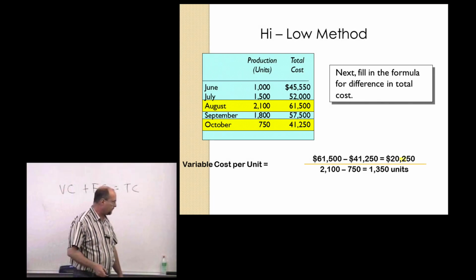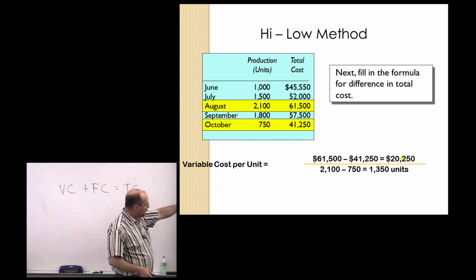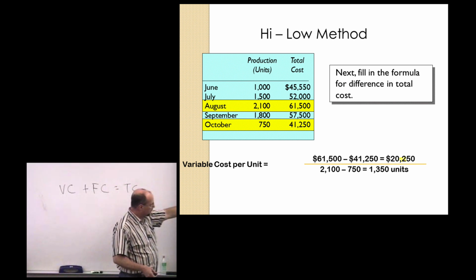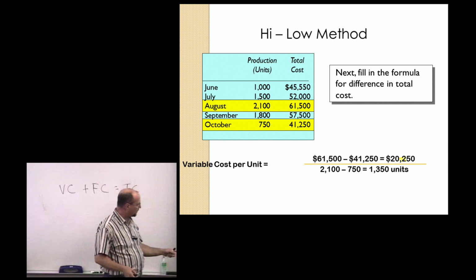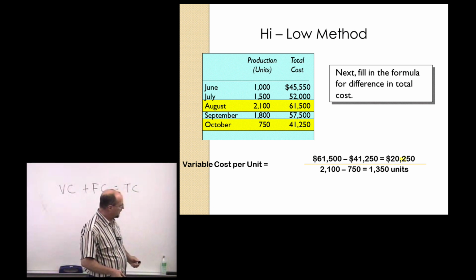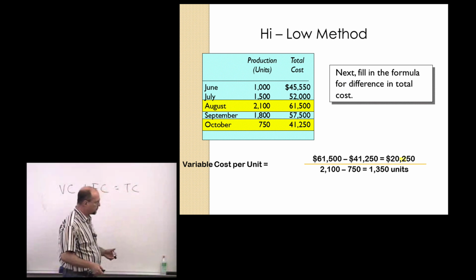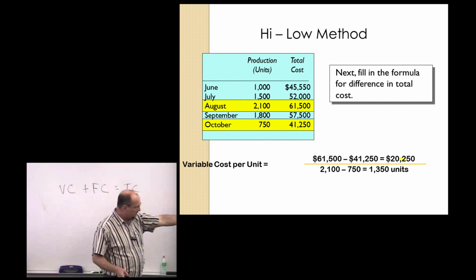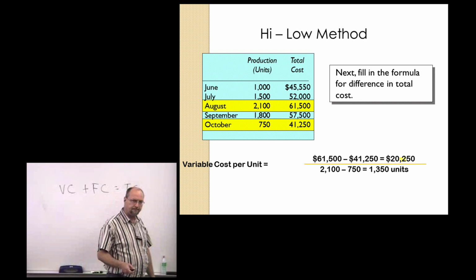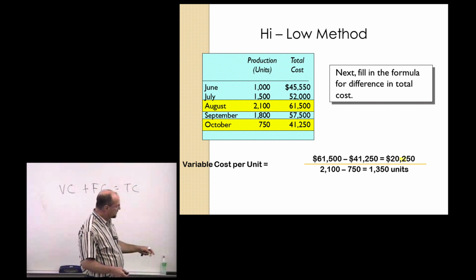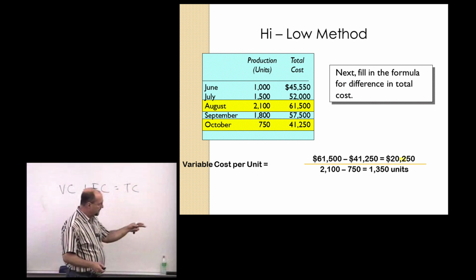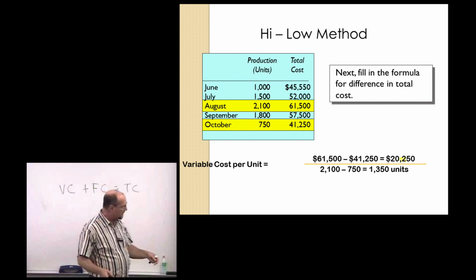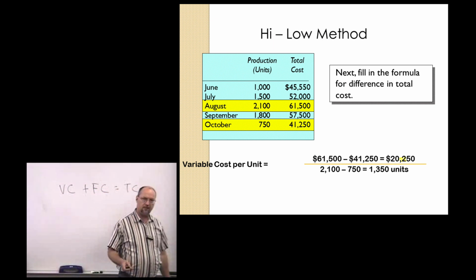Here's what we're looking for. In the month of August, we produced 2,100 units and incurred 61,500 in cost. October, produced 750 units and incurred 41,250 in cost. So the numerator, high cost minus low cost, there was a difference of 20,250. And in terms of the difference in activity, 2,100 minus 750, there's a difference of 1,350 units.